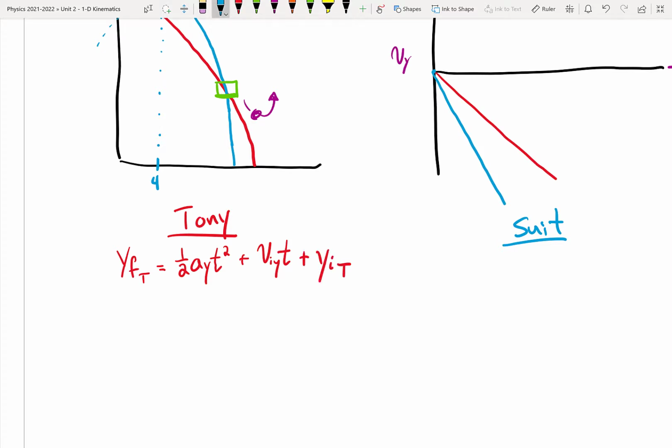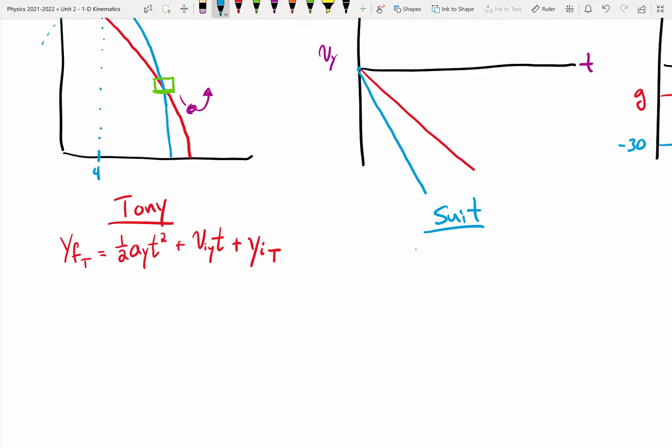All right, and then we have the suit. We'll have the final position of the suit, which is going to be the same as Tony because they collide, so to speak. They end up occupying the same position. 1/2 acceleration in the y direction, which is not going to be little g for the suit because the suit has the rockets burning, 30 meters per second squared, plus y initial of the suit.